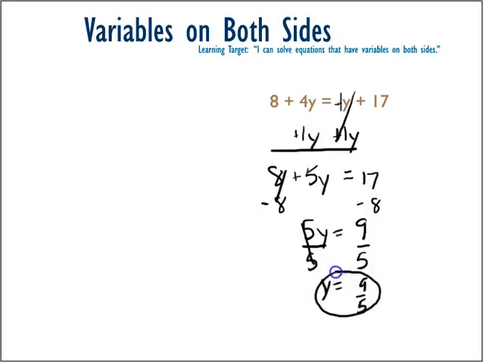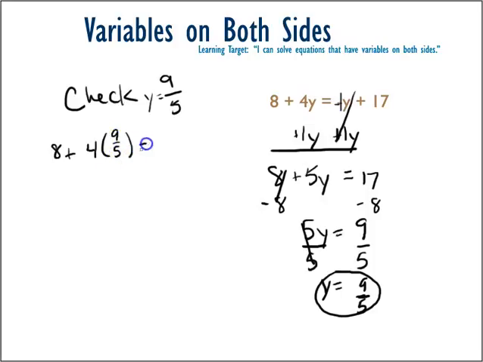And there's your answer. Now, when I get an answer like this, I am very eager to check it, because this doesn't feel like I did it correctly, but we will see. So we're going to check 9/5. Oops, I meant to write y equals 9/5. This might be a little yucky. 8 plus 4 times 9/5 equals negative 9/5 plus 17.